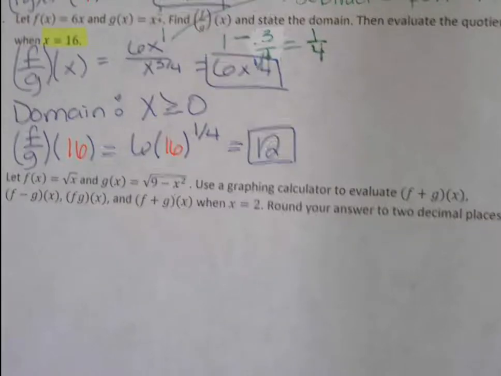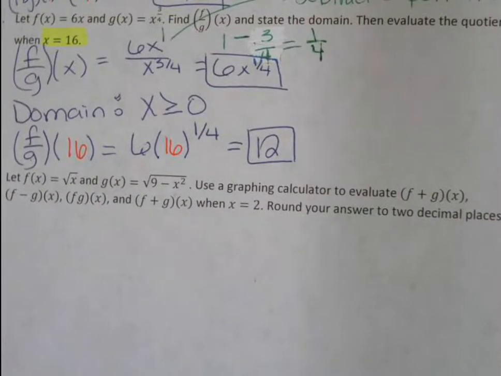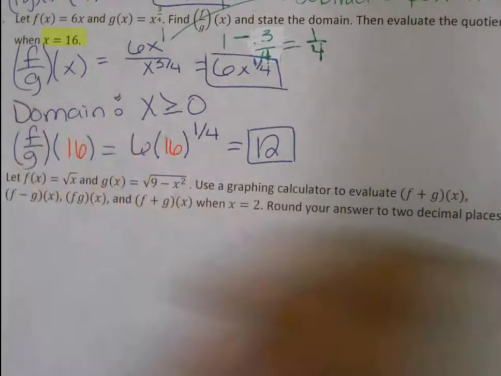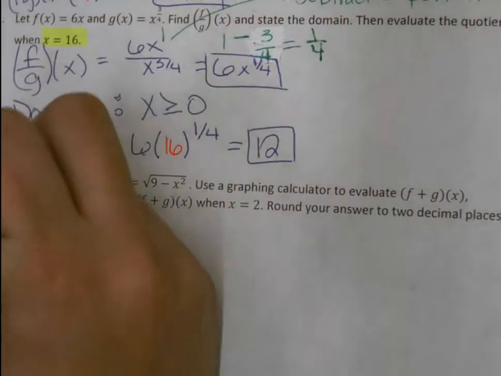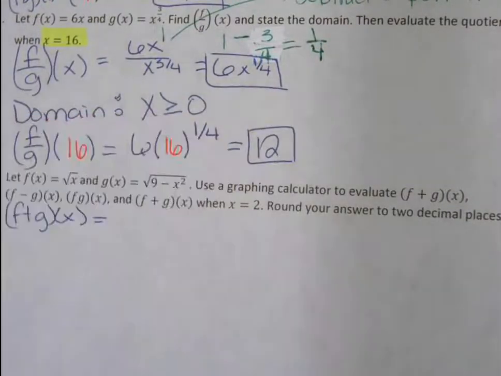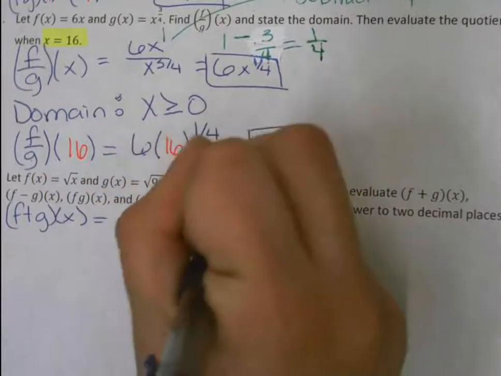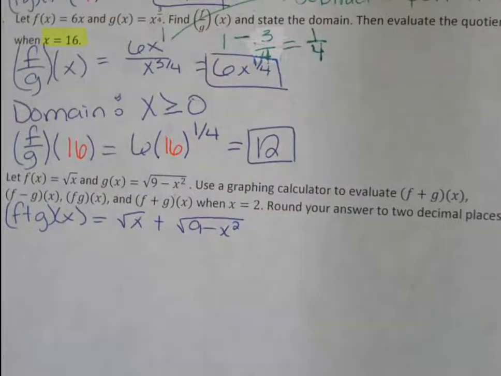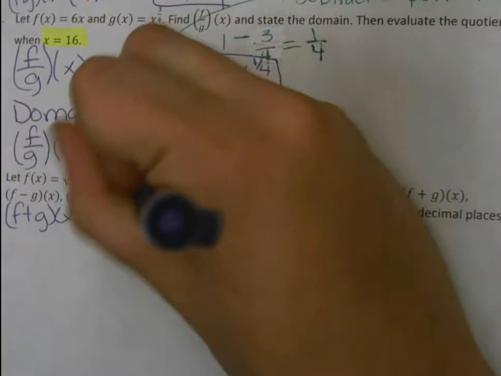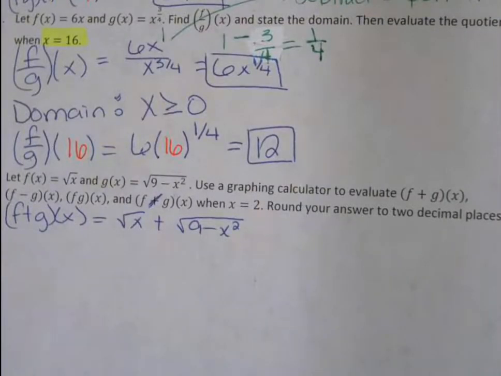So for number 3, I want to do all 4 things. The first thing I want to do is add. So my 2 equations are the square root of x plus the square root of 9 minus x squared. I'm doing all 4 operations. This one's a typo. This should be a divide. I don't know why it says plus twice. I'm probably going to do multiply and divide on the warm-up, because we've already done that in Sutra.